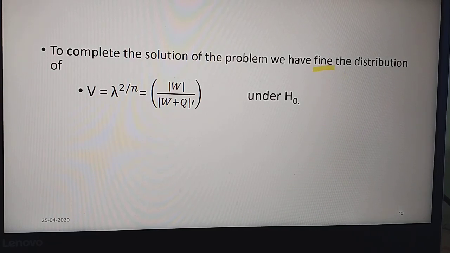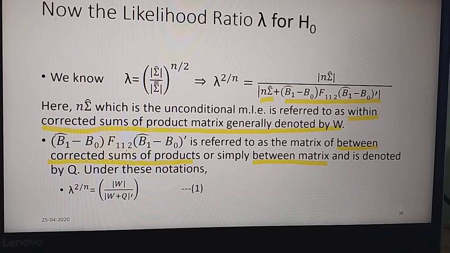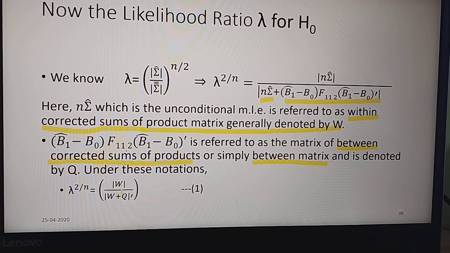So to complete the solution of the problem, we have to find the distribution of V, that is lambda to the power 2 by n, V is the new notation, under the null hypothesis H naught. So we will find the solution step by step in the next continuing classes. And up to this, you have tried to understand what is the general linear hypothesis. And after that, this likelihood ratio lambda is this expression: determinant W by determinant W plus Q prime. This prime should be Q prime only, not for the whole.